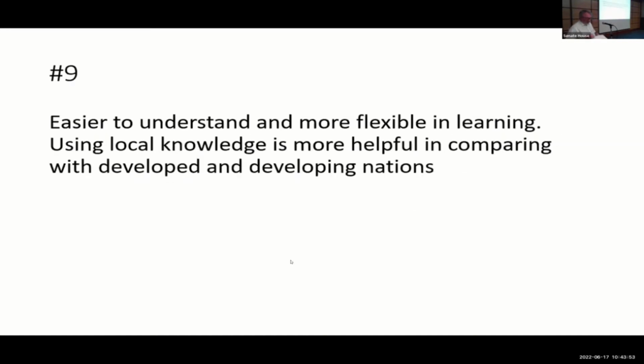The next one, easier to understand and more flexible in learning, using local knowledge is more helpful in comparing with developed and developing nations, but they see a comparison. They can learn through the comparativeness of it, which I think is an interesting idea, and certainly not something we focus on, I think, in our teaching materials. It's a fairly subtle idea.